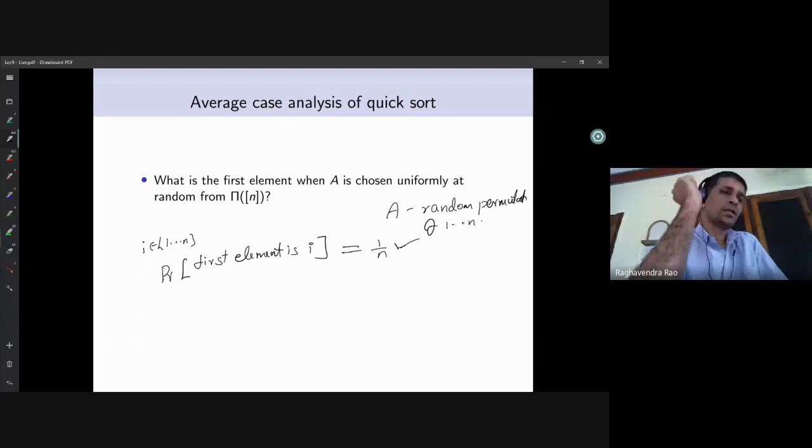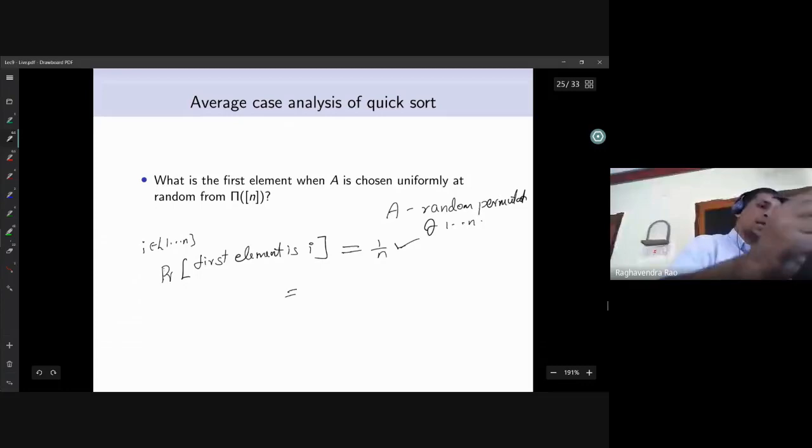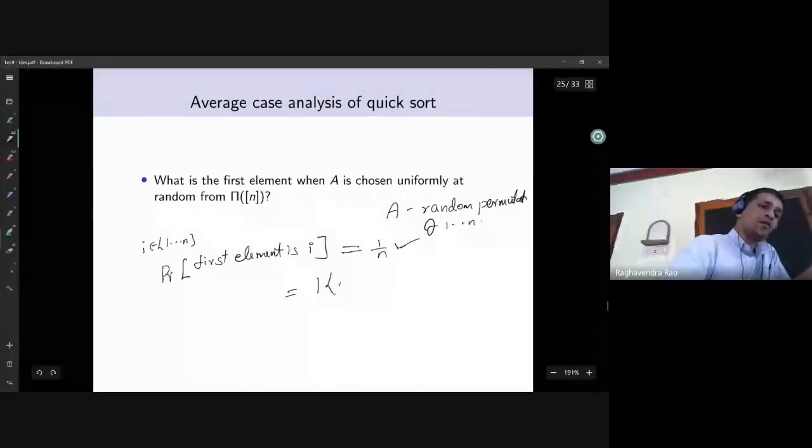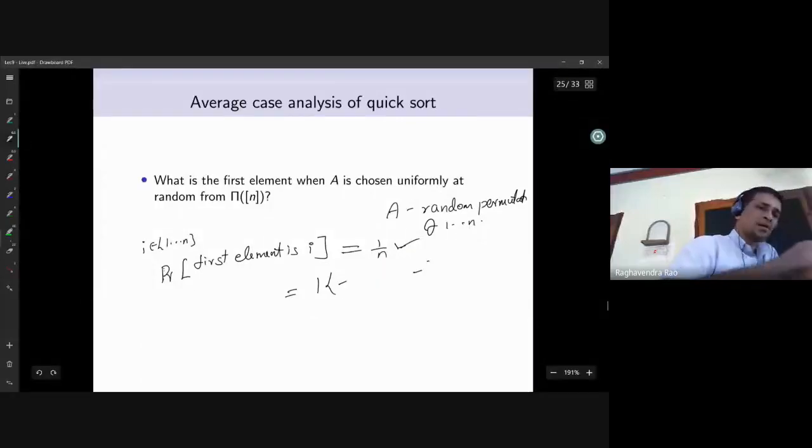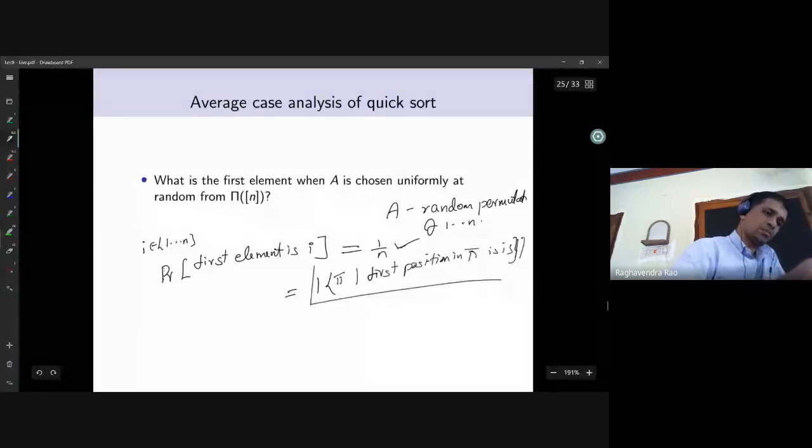So what is this probability? It is the number of permutations pi such that the first position in pi is I, divided by the total number of permutations. Not number of arrays, it's equivalent, but let's use the permutation language. It's easy.